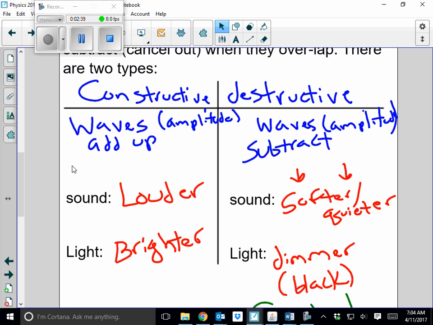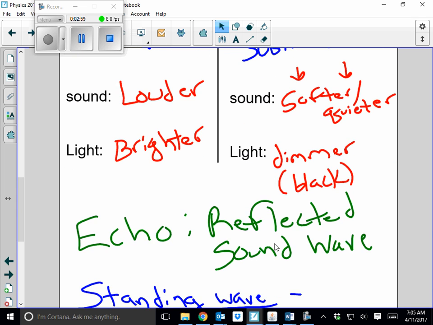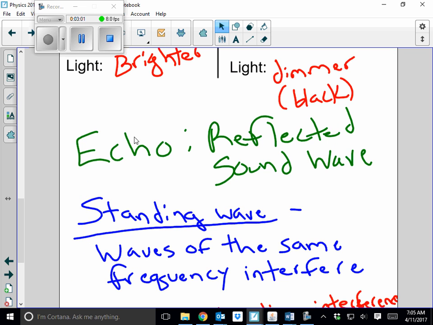Now, with destructive interference, the sound gets softer or quieter, and that's like your noise-canceling headphones. What they actually do is take the input waveform that's coming in from the noise, and send out the counter wave. So they send out the opposite amplitude so they can cancel out that wave. And in the same way, light gets dimmer. Just real briefly, because it's really simple, a reflected sound wave is an echo, as you know.